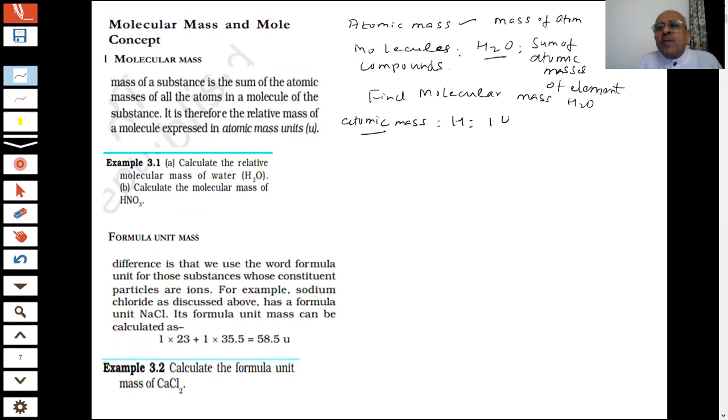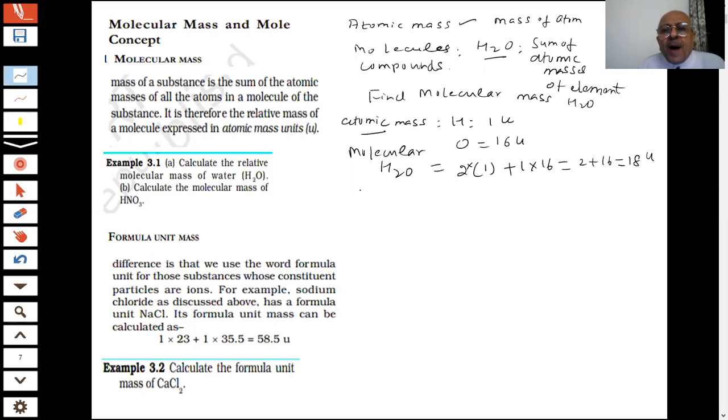Hydrogen, you are saying 1 u. Oxygen atomic mass, we know 16 u for one atom. This is the mass of one atom. So if I have to calculate the molecular mass, how will I do it? How many hydrogens are there here? 2. 2 into 1 plus how many oxygen? 1 into 16. So what is coming? 2 plus 16, 18 u.